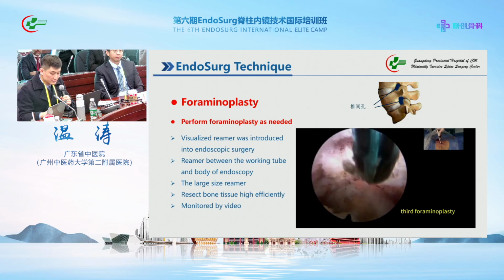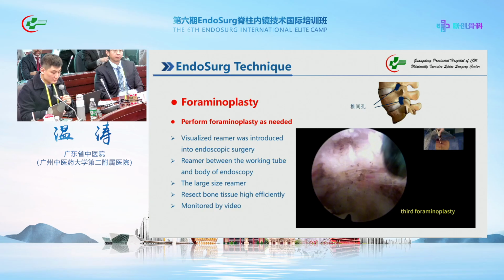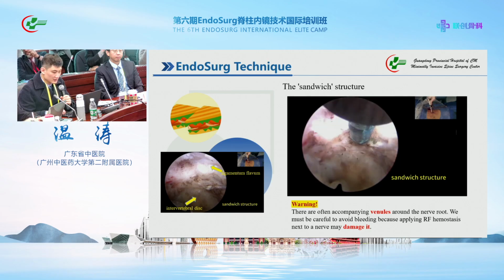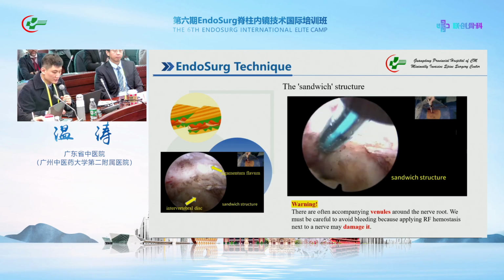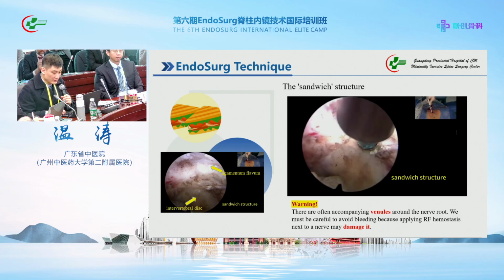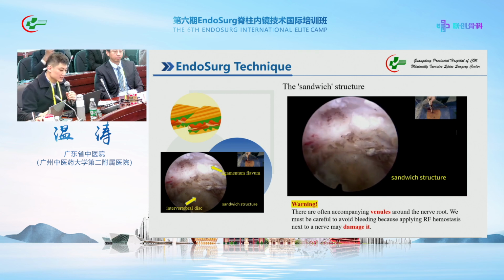And then after removing all the foraminoplasty bone, usually we will see the yellow ligament. And then we will introduce this sandwich structure. It is defined by the yellow ligament up here and the vertebral disc down here. In the middle, there will be the nerve root inside. So this is called a sandwich structure.